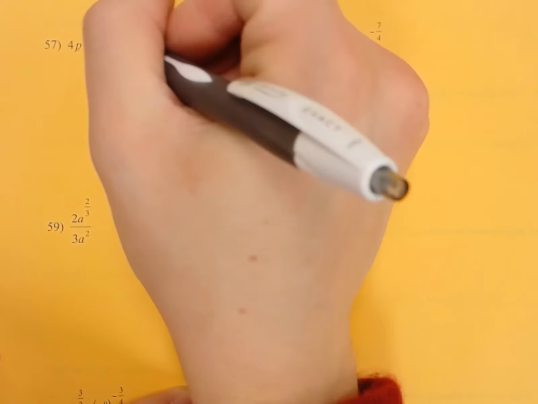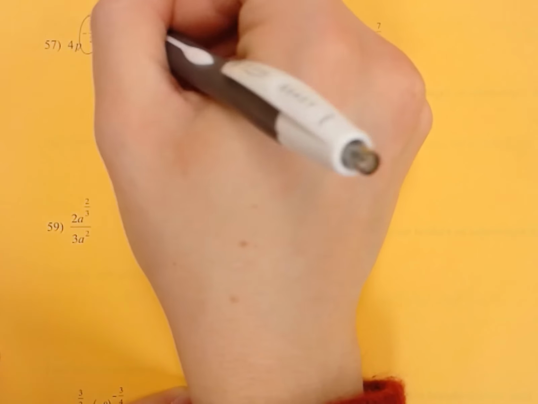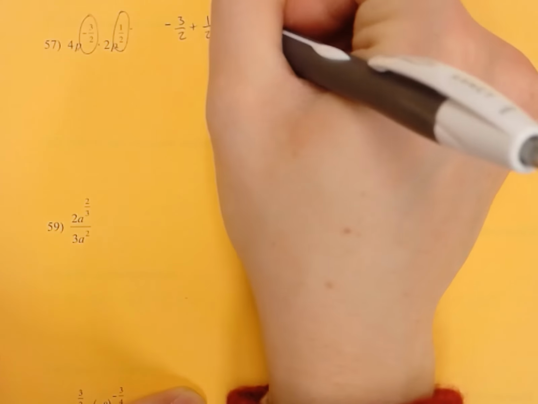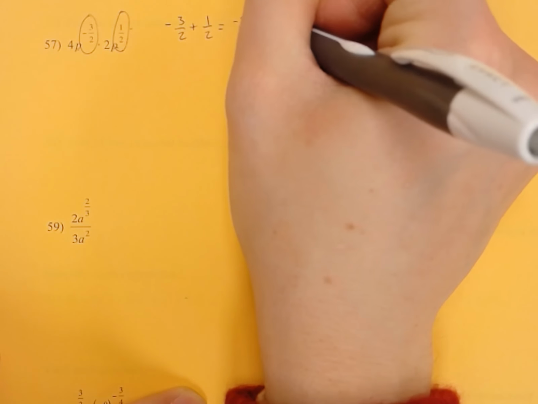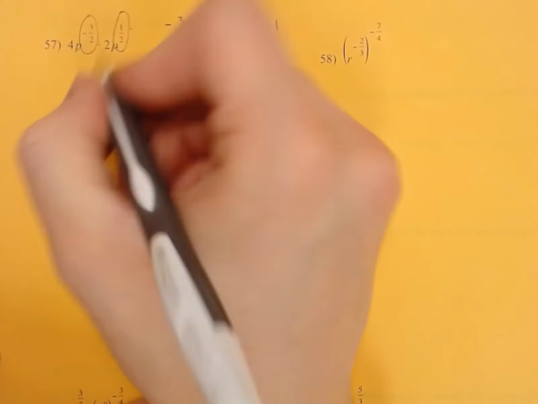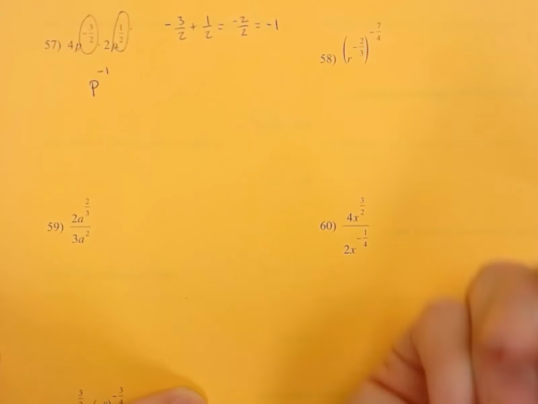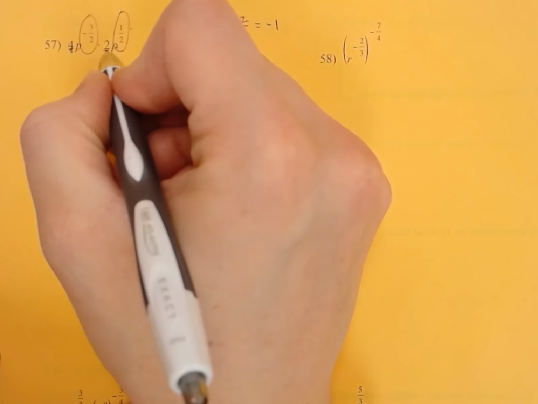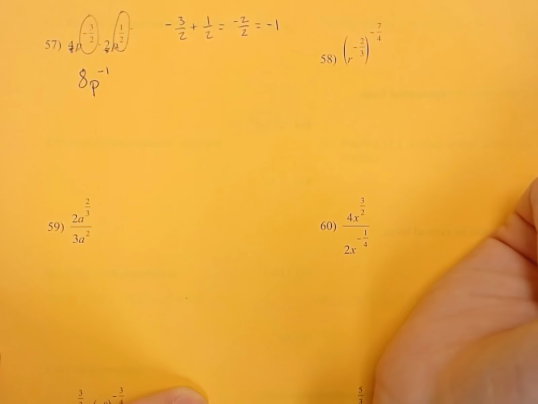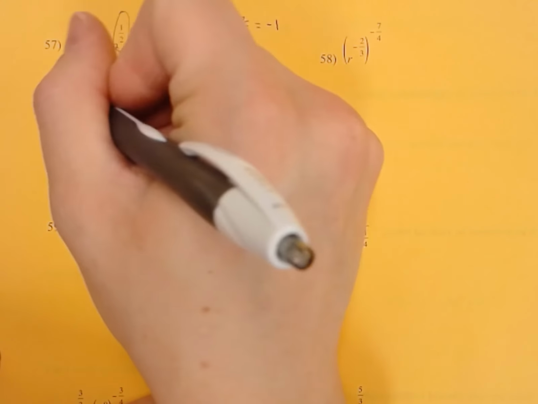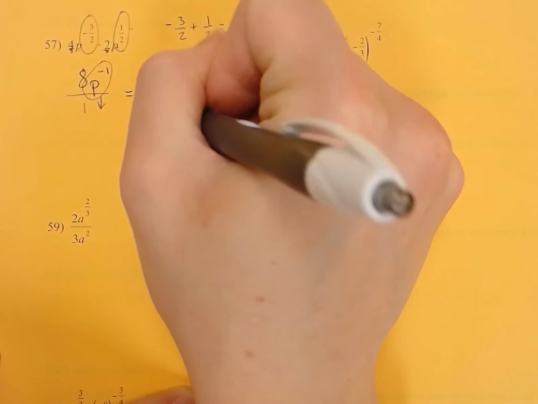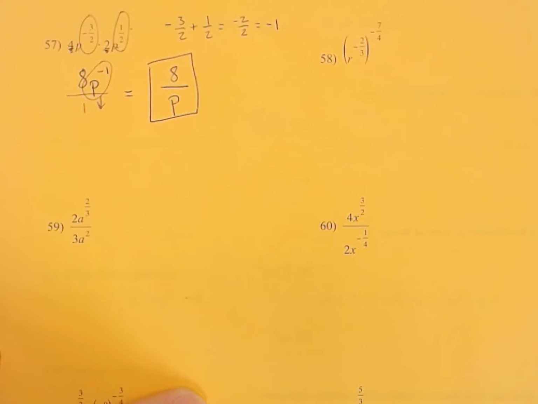Add them together? All right, so I'm going to take these, I'm going to go -3/2 plus 1/2. I get -2/2, which is the same as -1. So I know I have p to the -1. Well, let's take care of this 4 times 2. I get 8. I see I have a negative exponent, so we're just going to change its spot. So I get 8 over p.